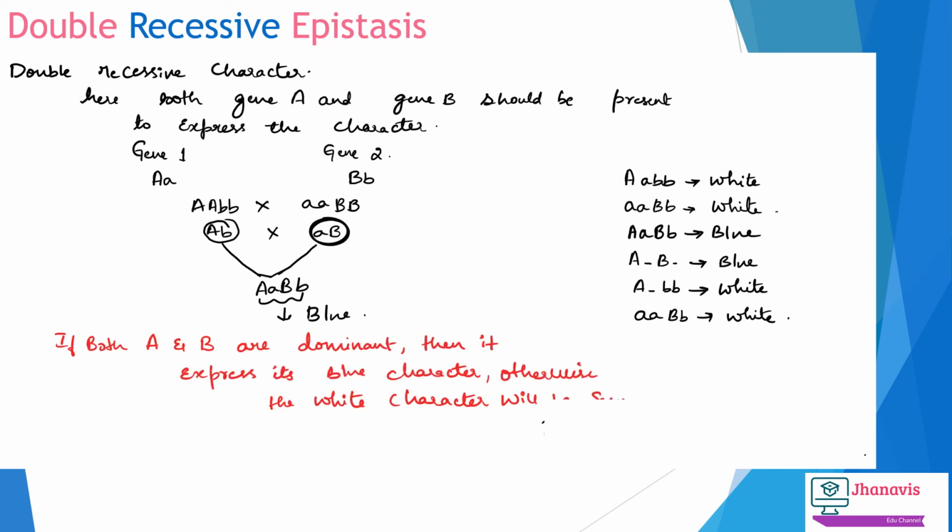If any one is recessive in this, then it won't exhibit blue color, it will exhibit only a white colored flower. So always remember, if the capital A is present and capital B is present, either it may be in a homozygous condition or it may be in a heterozygous condition, it will code for a blue color and the phenotypic ratio will be 9:7. 9 blue colored flowers and 7 white colored flowers.